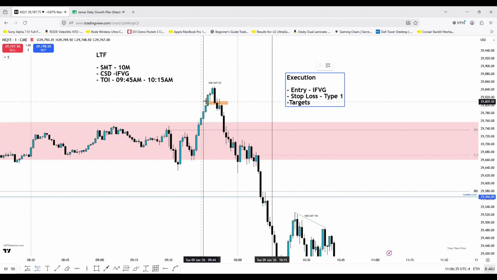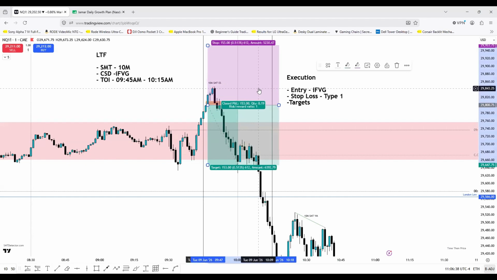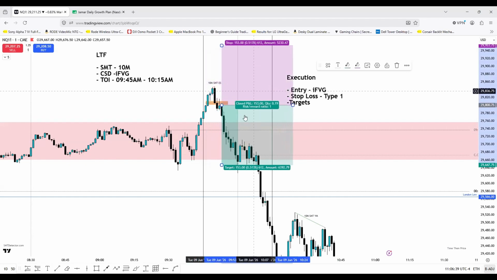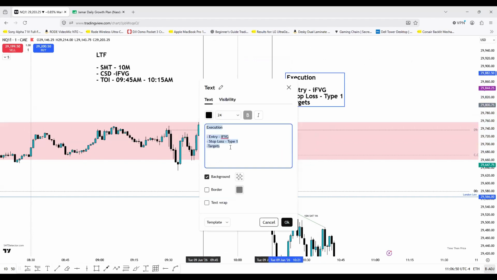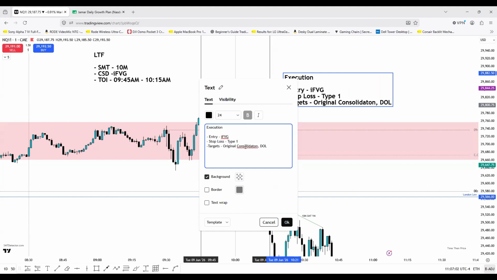So I actually entered after the closure. So this candle here, as it tapped back into it, I entered. The safe stop loss is at the S&T high, right? It's had at the body right there. And then your targets, you always have two targets. First target being original consolidation, and then your target two would be a draw on liquidity.